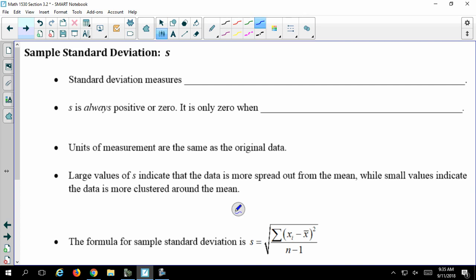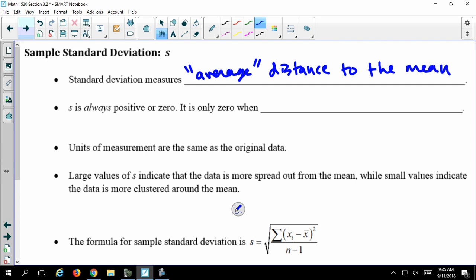So I'm going to say it's the "average" distance to the mean. I put average in quotations because we don't actually compute the average formula, we do something similar. So s is about how far you would expect a data value to be from the mean. And the mean is our measurement of the middle.